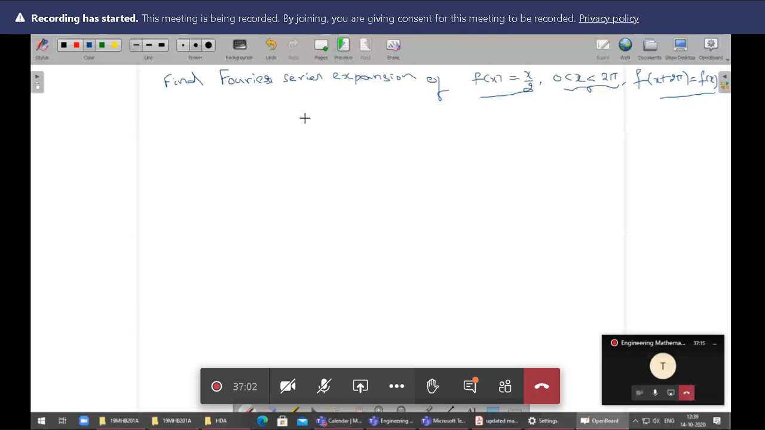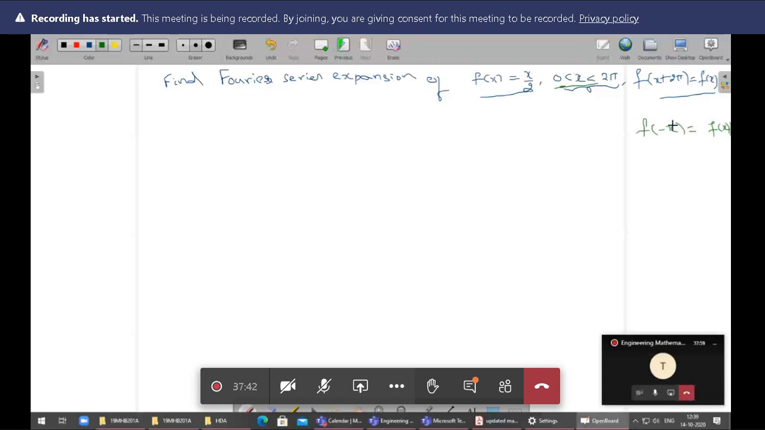So if you see this function in this interval, I cannot check whether it is even or odd. Since I don't have the nature of the function in the negative interval, this is a positive interval. If I want to replace, what I have to do is replace x with minus x, and I have to verify whether it is a positive x or negative x to say it is even or odd.